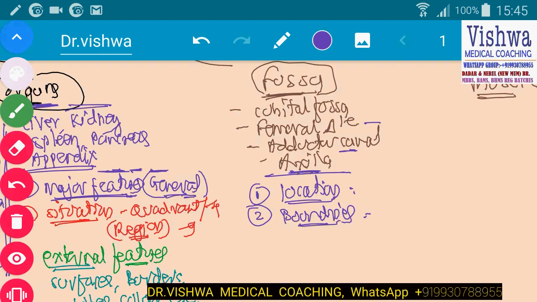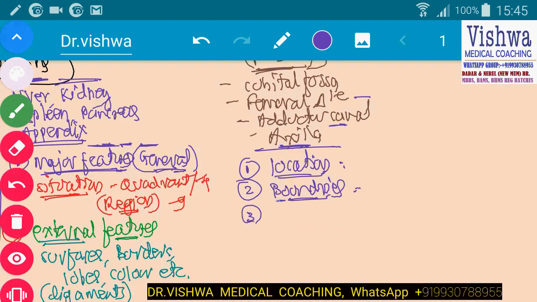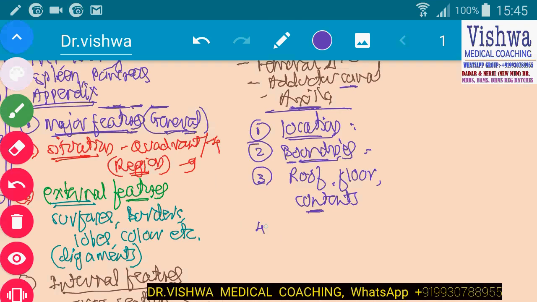Second is the boundaries. All fossas have got boundaries. Femoral triangle has got 3 boundaries. Axilla has got 5 boundaries. Adductor canal has got 3 boundaries again. So boundaries. Third, what is there in the roof? What is there in the floor? What is there in the contents? Roof, floor and content.